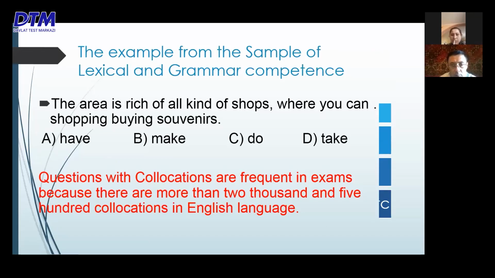So if you know this collocation, of course you will easily find the correct answer. This is do shopping, and so it won't be difficult for you to find the correct answer in this type of task. Questions with collocations are frequent in exams because there are more than 2,500 collocations in the English language. So they are very common in different kinds of exams.